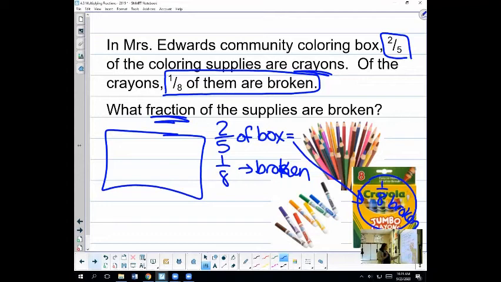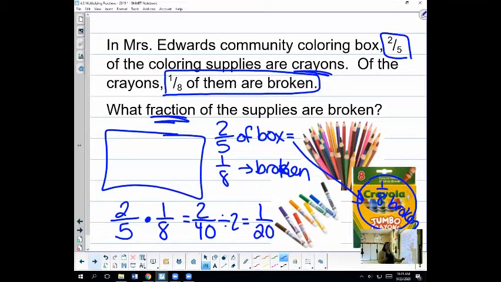So think about it this way. I have 2/5 of whatever, I don't know how many supplies, I didn't give you a number, and those are the crayons, and of the crayons, 1/8 are broken. So this would give me 2/40, which if I cut it in half, I get 1/20. So 1/20 of all the supplies are crayons that are broken.